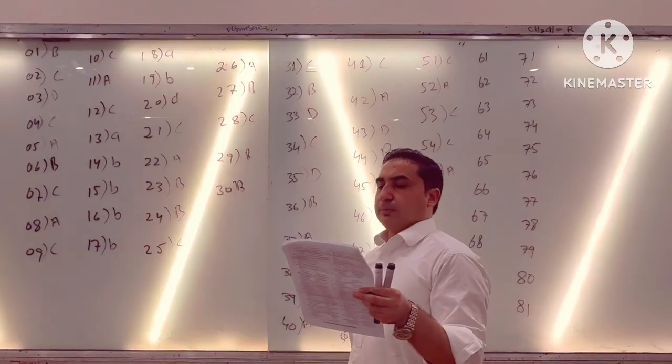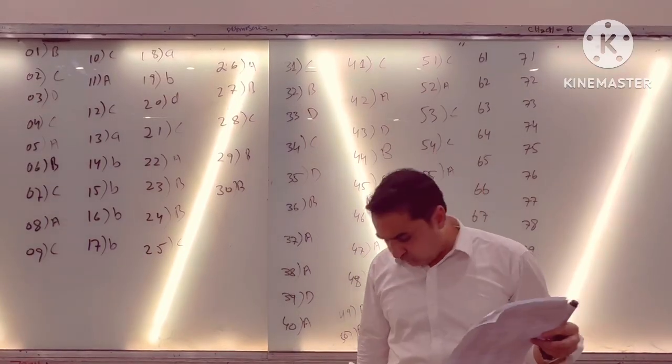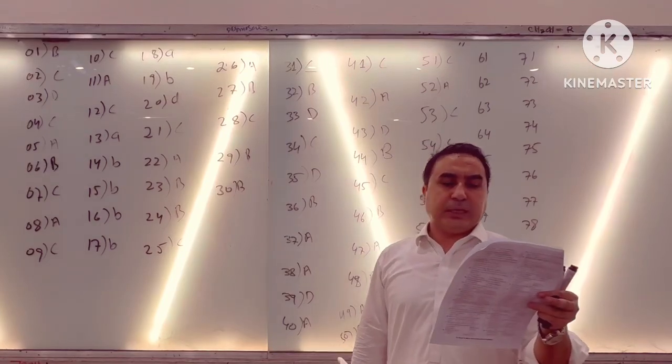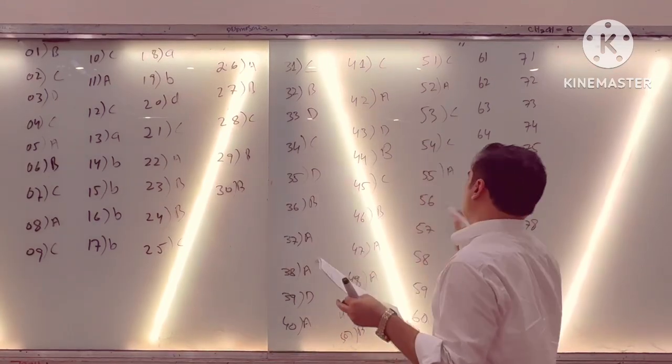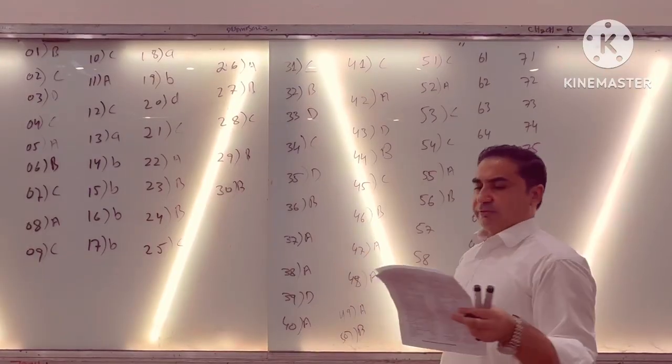The slow healing process of cartilage is due to what? Cartilage heals very slowly. Why? Because of the absence of blood vessels, since it is non-vascular. So the correct option is B, absence of blood vessels.